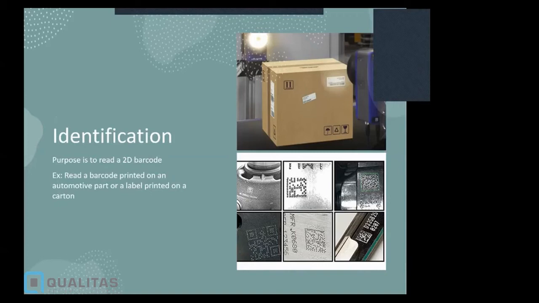So now, what's the next one? The next one, and again, a very common application, is identification. Identification is nothing but reading a barcode, right? Now, today, a lot of traceability, track and trace applications are being implemented across different manufacturing lines. And 1D or 2D barcoding is one common way to implement this traceability, right?